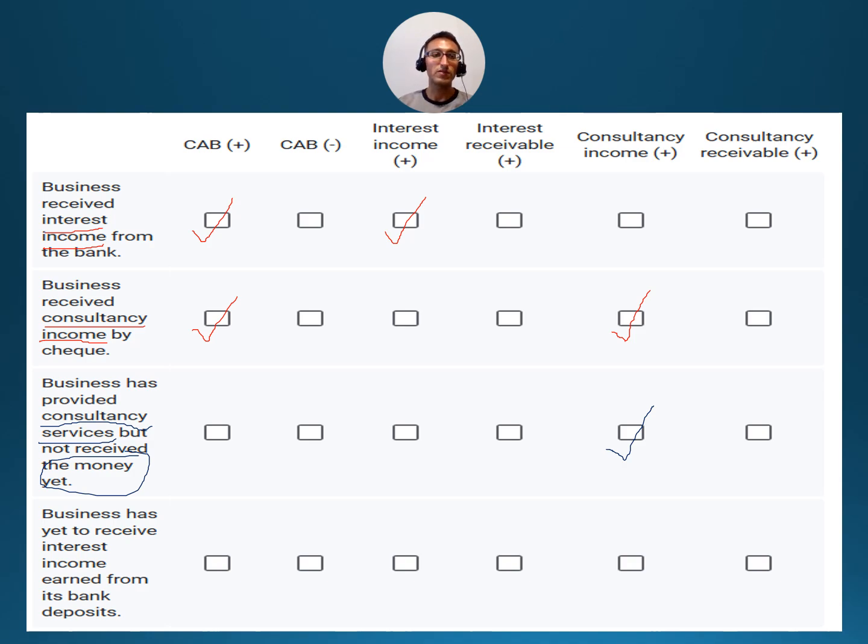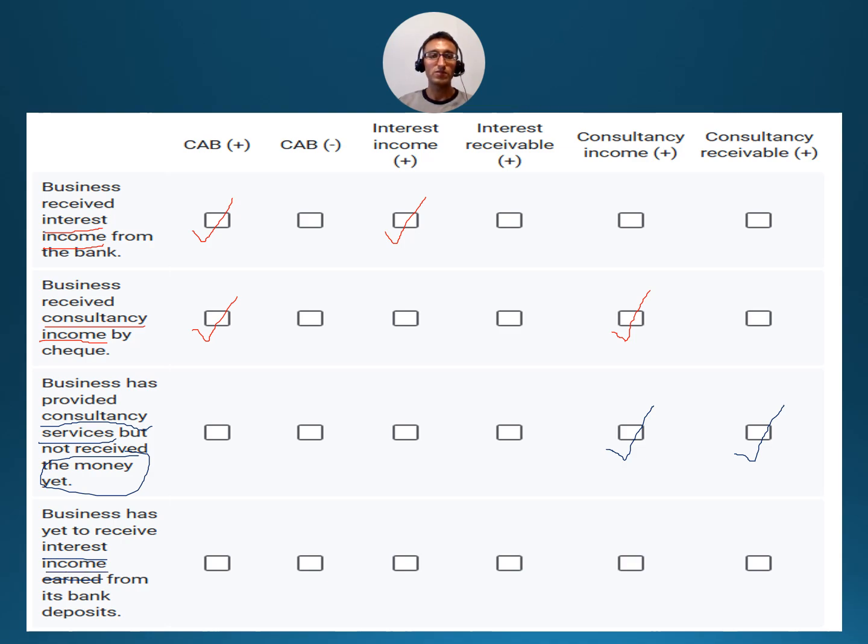However, this money will be received by the business in future. Anything that is received in future is a receivable and we would term it as a consultancy receivable account. It's an asset because the business will receive some form of benefit in the future. Next example here. We have an example where the business has yet to receive interest income earned. Again, this is a form of earning, right? Interest income.